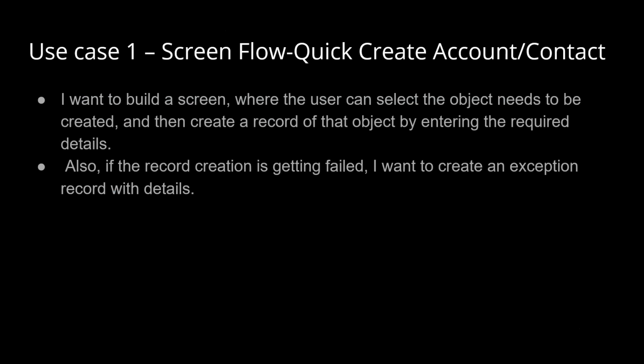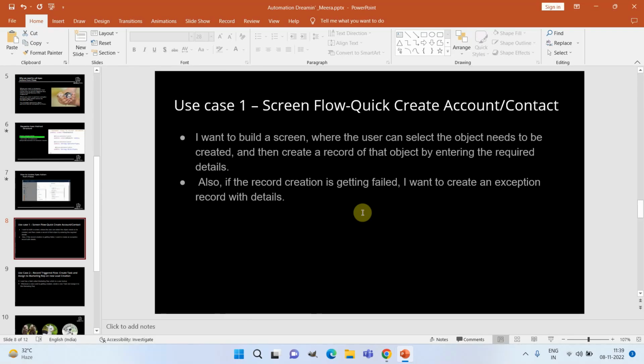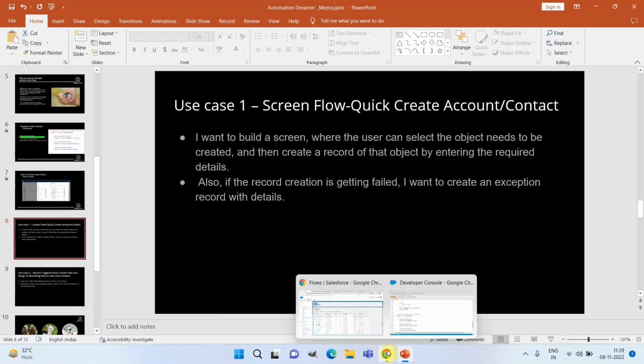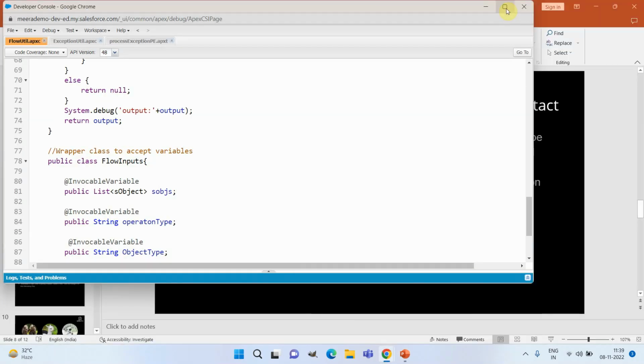The first use case is screen flow, and the requirement is to create account or contact. So I want to build a screen where the user can select the object that needs to be created and then create a record of that object by entering the required details. Also, if the record creation fails, I want to create an exception record with details. This is what we need to implement. Before getting into the technical details of this, first I will show you the invocable method that we have created.